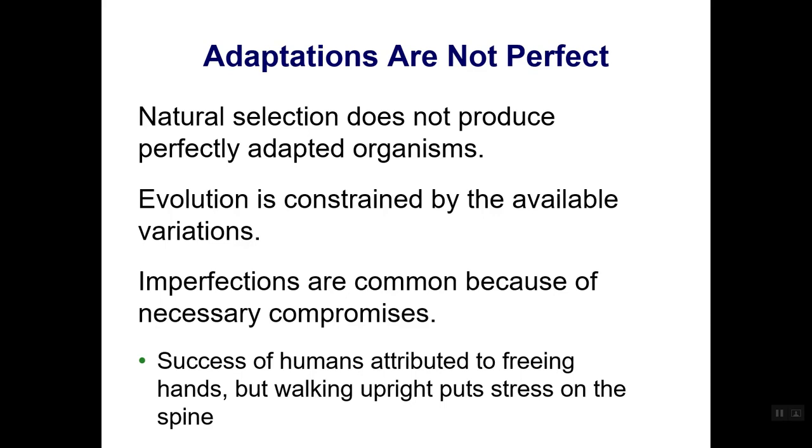But as a compromise, that upright position puts stress on our spine. So as we age, people tend to have back problems, slipped discs, and arthritis. We can get scoliosis. And there are several other spine issues that can present themselves with old age. So, but it was a compromise that was necessary. We're not perfect beings. We had to work with what we had.